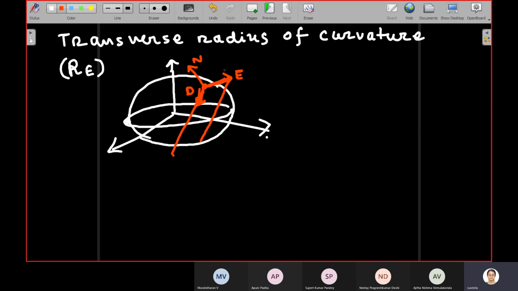Okay, it's not a straightforward proof, but I had seen a paper where they gave a detailed mathematical proof and showed that whatever the orientation of the plane, the resulting cross section of the ellipsoid is always an ellipse. So in this case also, the east down plane cross section of the ellipsoid is an ellipse. Okay, and then we can apply the same definition as before. The radius of the best fitting circle at the point of interest in the east down cross section of the ellipsoid would be the transverse radius of curvature. Okay.